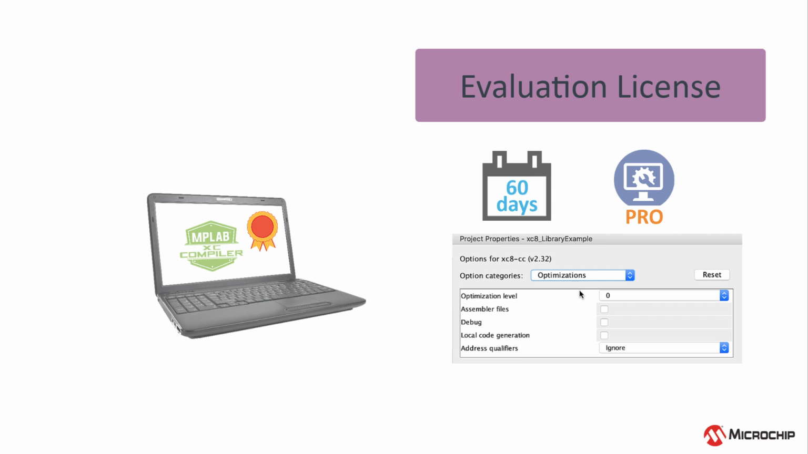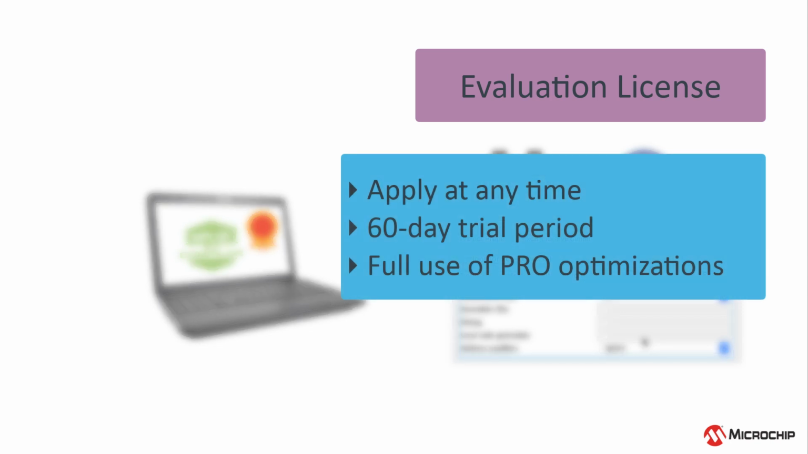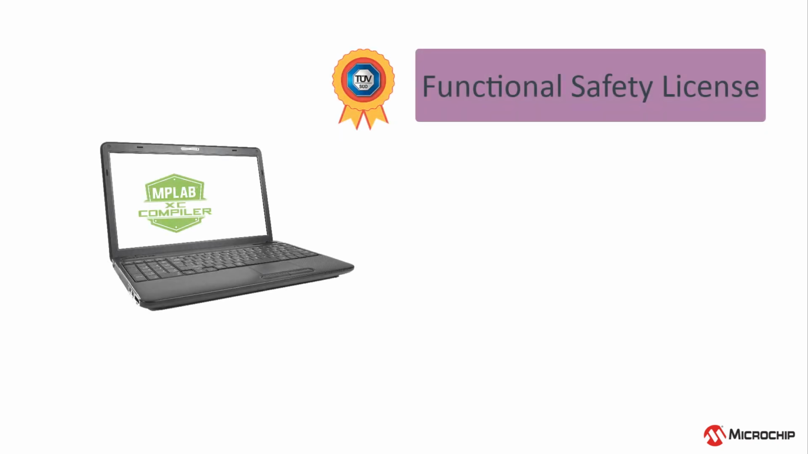An evaluation license grants you a time-limited trial of all Pro compiler optimizations. It can be obtained free of charge and applied at a time that suits you. Choose this license if you would like 60 days to explore the advantages of Pro compiler optimizations before purchasing a workstation or network license.